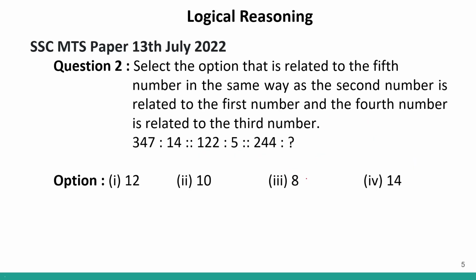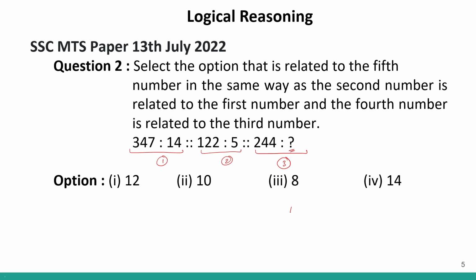Now, question number 2 is again an analogy question. Again, I can see pair number 1 is given to us, pair number 2 is given to us, and we have to find the missing element in pair number 3. Correct? So, if I look at pair number 1, I can see that 14 is somehow related to 347 and 5 is somehow related to 122.